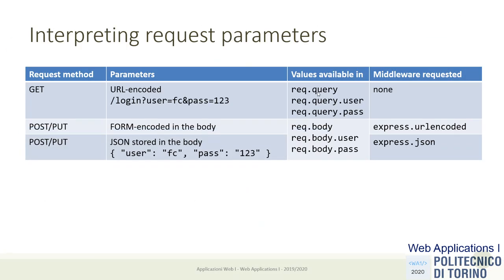Okay, next step, what happens if the data that we received is not stored into the query, but is stored into some POST or PUT body of the request? In this case, the values are available not in the query object, but in an object called body. And usually, if you try to access the body property, you will find it's empty, unless you install one or the other or both of these middlewares that enable the parsing of the real request body and the extraction of the properties that we need. So whenever we want to receive and process forms, we need to install this middleware. If we need to process JSON data, we also need to install express.json.